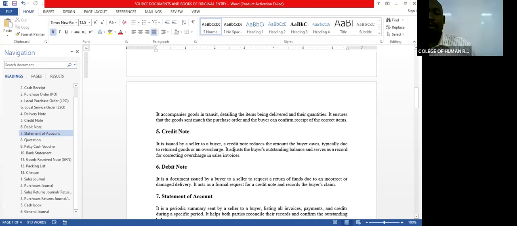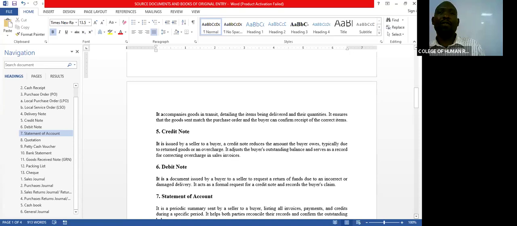Then we have a document we call the debit note, which is issued by the buyer to the seller to request that particular seller to send you a credit note. It is used to request a credit note from the seller after you have realized that there is an overcharge. If you don't want to wait for the seller to send you a credit note, you can remind the seller by issuing a debit note. You tell them there is an overcharge here.